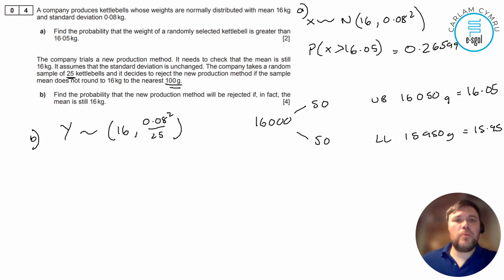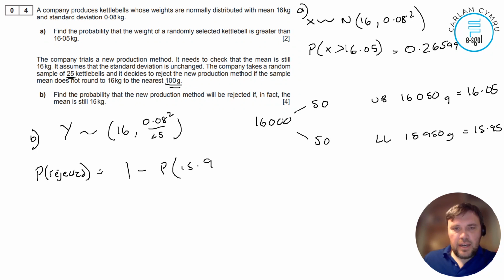So we want to find the probability the method is rejected. Well, it's only rejected if it's outside of these regions. So the probability of rejected is equal to 1 minus the probability that it lies between 15.95 and 16.05. So when we put it in the calculator for the normal, we do 1 minus and then calculate for the normal. We've got a lower bound of 15.95. We've got an upper bound of 16.05.